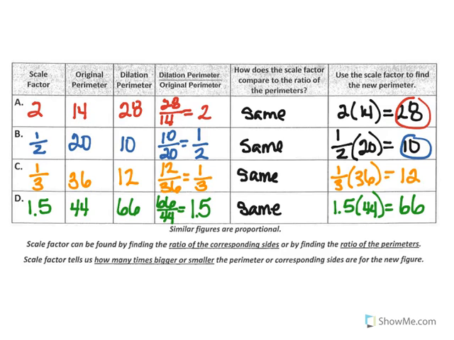So again, if you're working with perimeter and we're talking about scale factor, we can see from our table that the scale factor in the perimeter of the dilated and the original is going to be the same. Also, the scale factor tells us how many times bigger or smaller the perimeter or the corresponding sides are for the new figure. So again, the scale factor applies to the perimeter and it also applies to the new figure. Now, let's turn the page over and discuss area.